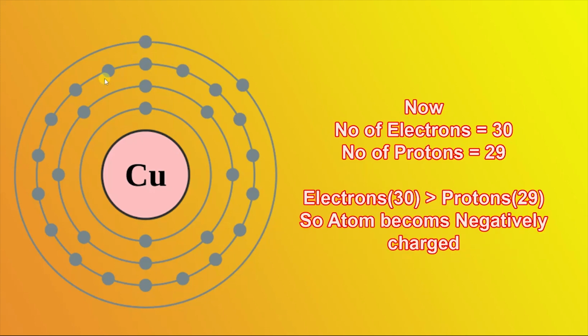Now in the earlier copper atom, if I add one more electron in the outer shell, now the number of electrons is more. That is, the number of electrons is equal to 30 and the number of protons is equal to 29. That is, electrons are more than protons. So the atom becomes negatively charged.